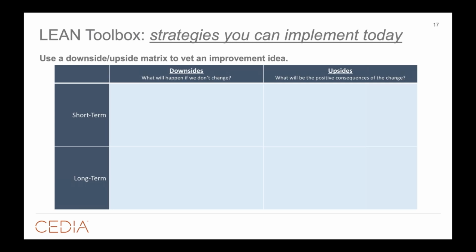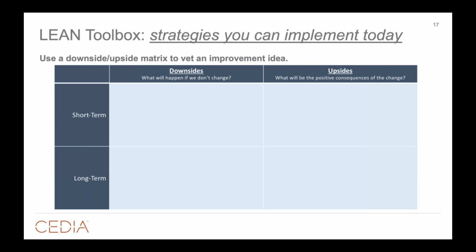Another tool, upside downside matrix. This is an easy one, okay? Make a quadrant, 4 boxes. We're going to chart out an idea. We're going to take a suggestion. Maybe this is from a team member. Maybe this is something you came up with.